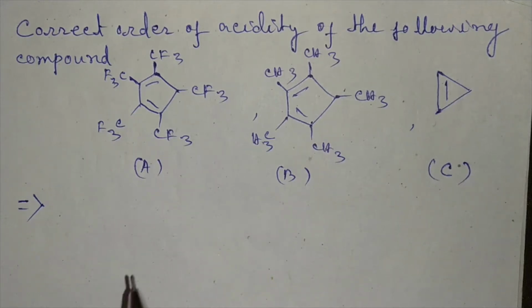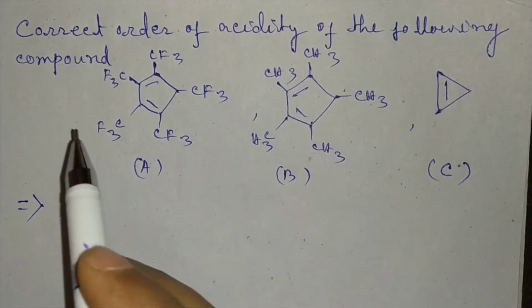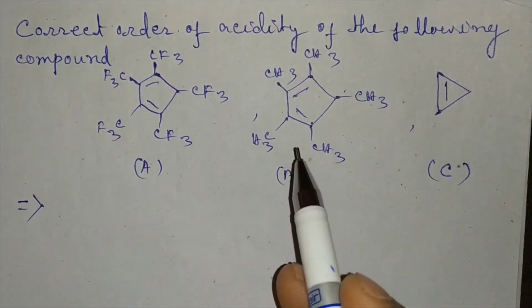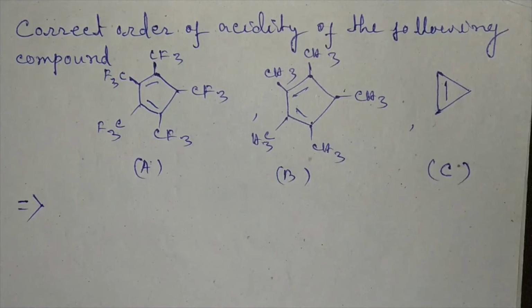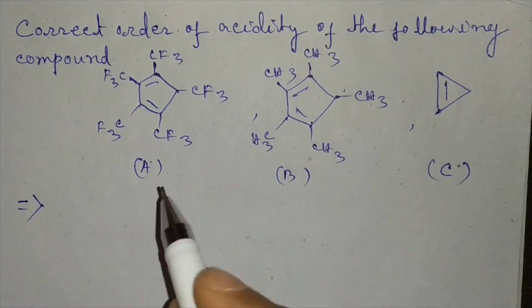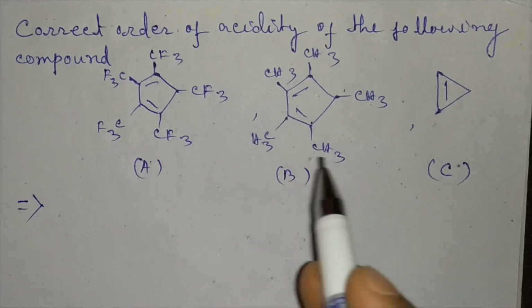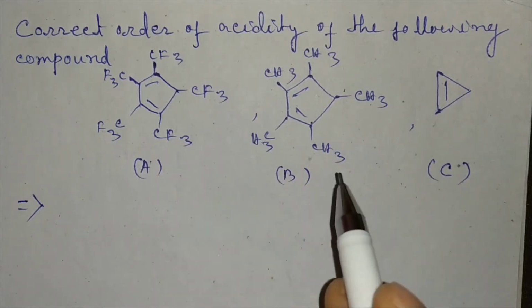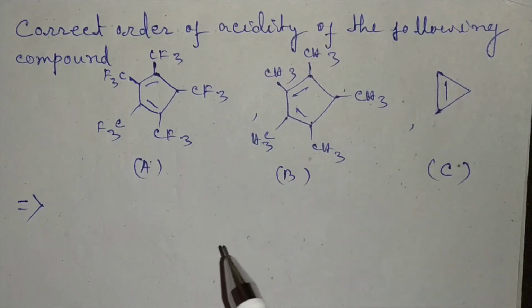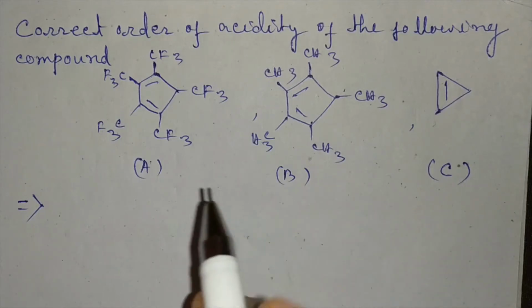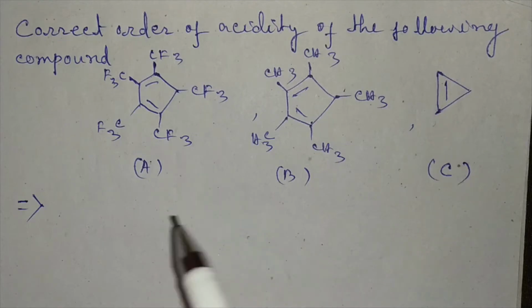Today I am here with one question: the correct order of acidity of the following compounds A, B and C. So how will we explain the acidity of these compounds? The acidity can be explained in terms of the stability of the conjugate base. Again I am telling, the acidity can be explained in terms of the stability of the conjugate base.